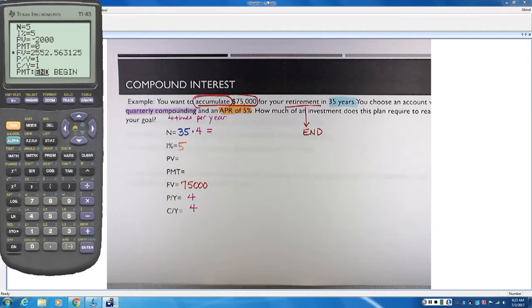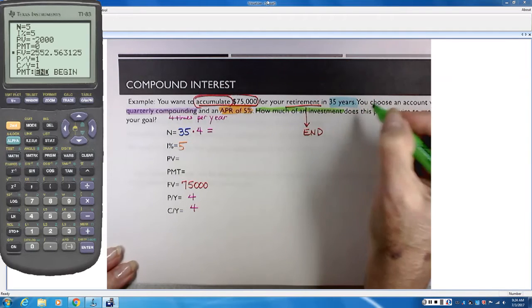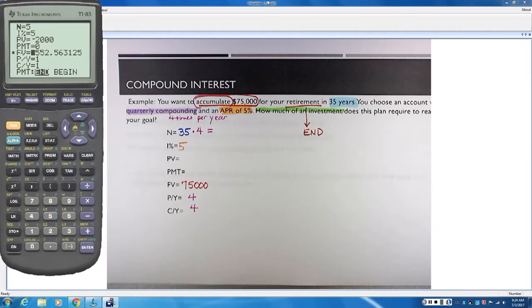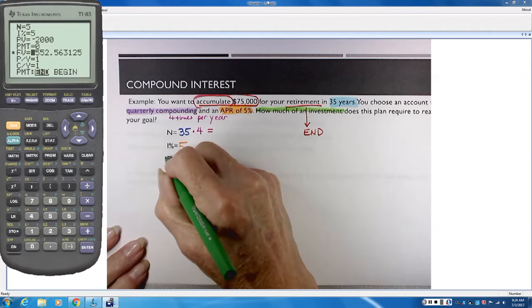So our last question is kind of interesting. It says, how much of an investment does the plan require to reach your goal? In other words, what would you have to put in today? No payments. Put it all in today, right now. Well, you're going to get the 75 out at the end. So your question is, what is your present value?